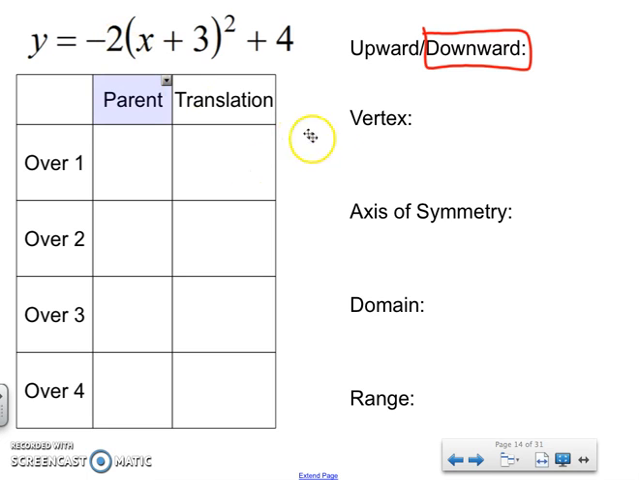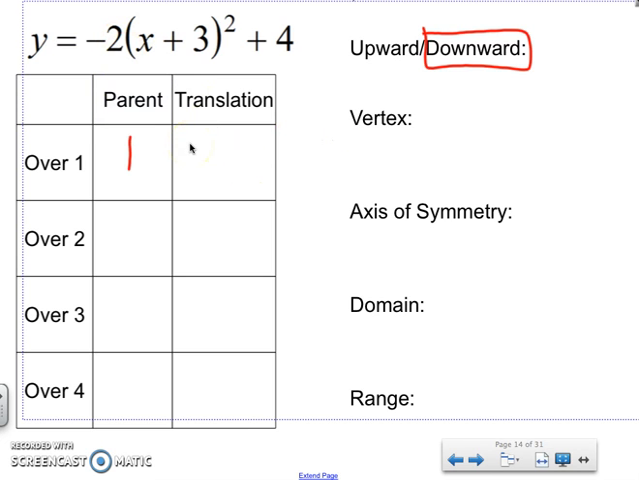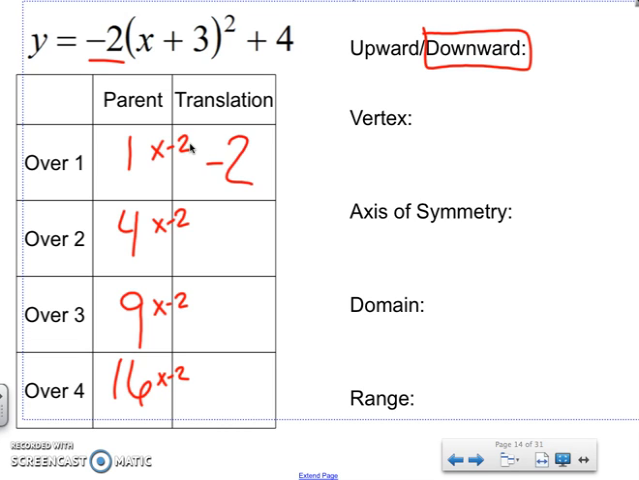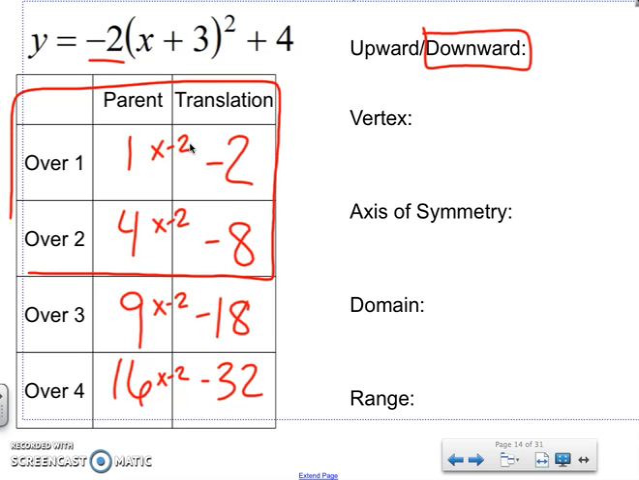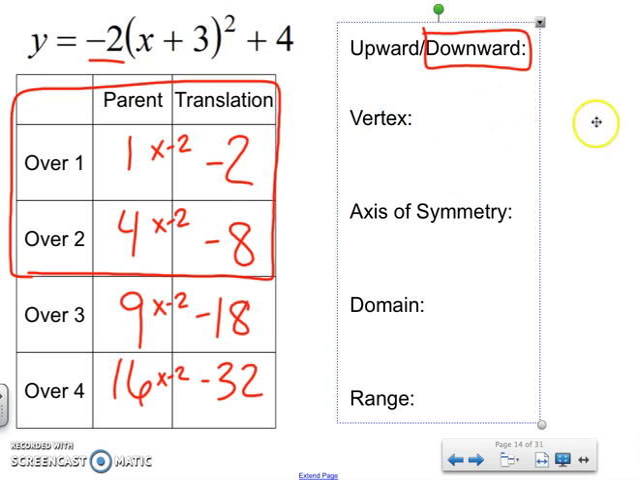But remember, to find our slope, our parent function is always 1, 4, 9, and 16. If I have a number out front, I have to multiply all of those by that number to find my new slope. So 1 times negative 2 is negative 2. 4 times negative 2 is negative 8. 9 times negative 2 is negative 18. And then 16 times negative 2 is negative 32. We're only probably going to be able to graph this much on our graph, but that's still good.